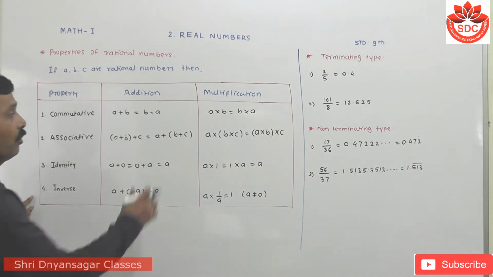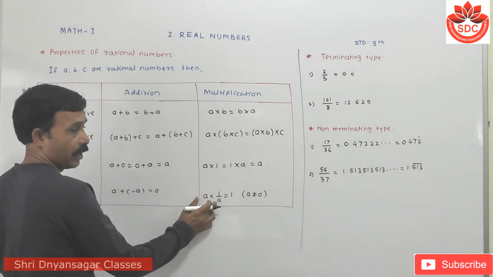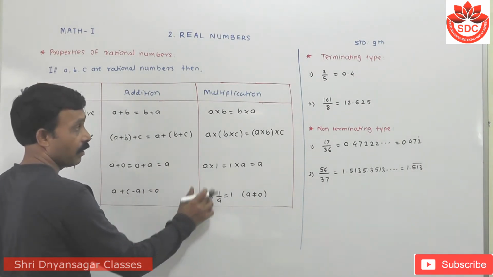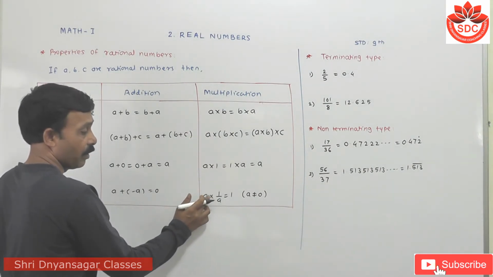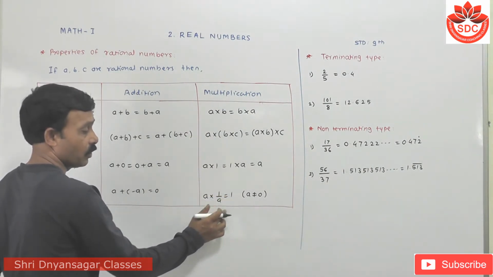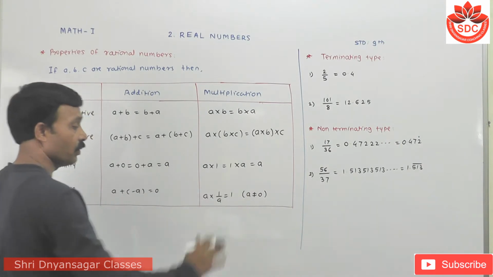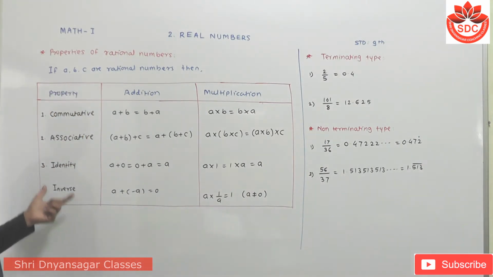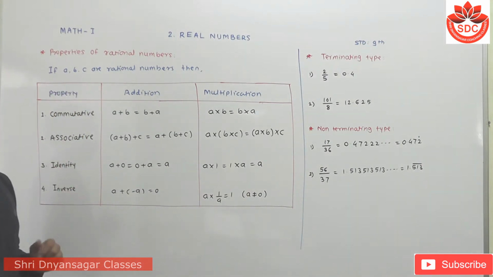Then the inverse for multiplication is 1 upon A. For addition it is minus A and for multiplication it is 1 upon A. Meaning A into 1 upon A is equal to 1, where A is not equal to 0. These are the properties of rational numbers.